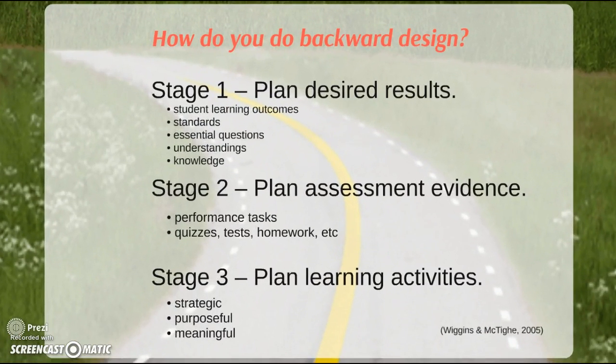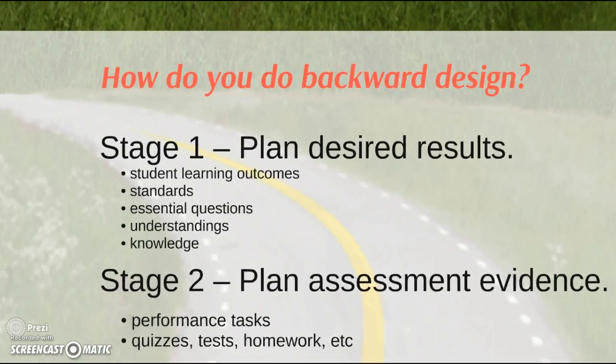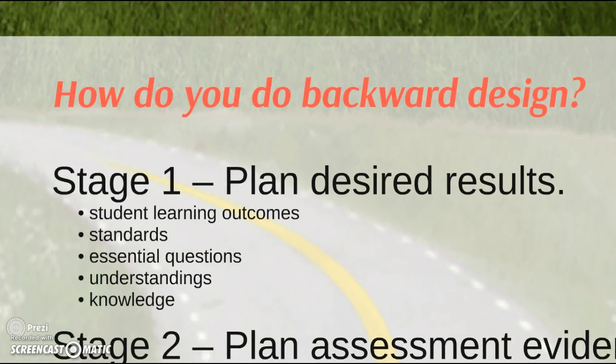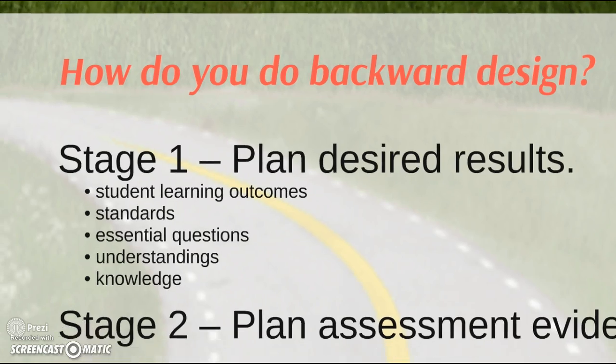So how do you do backwards design? Here's the how-to overview, and then I will go more deeply into each one. So stage 1, plan desired results. Stage 2, plan assessment evidence. Stage 3, plan learning activities. Stage 1 is where the teacher should clarify and outline the expected student learning outcomes. This should include content standards, essential questions and understandings, and the knowledge or vocabulary students are expected to learn.